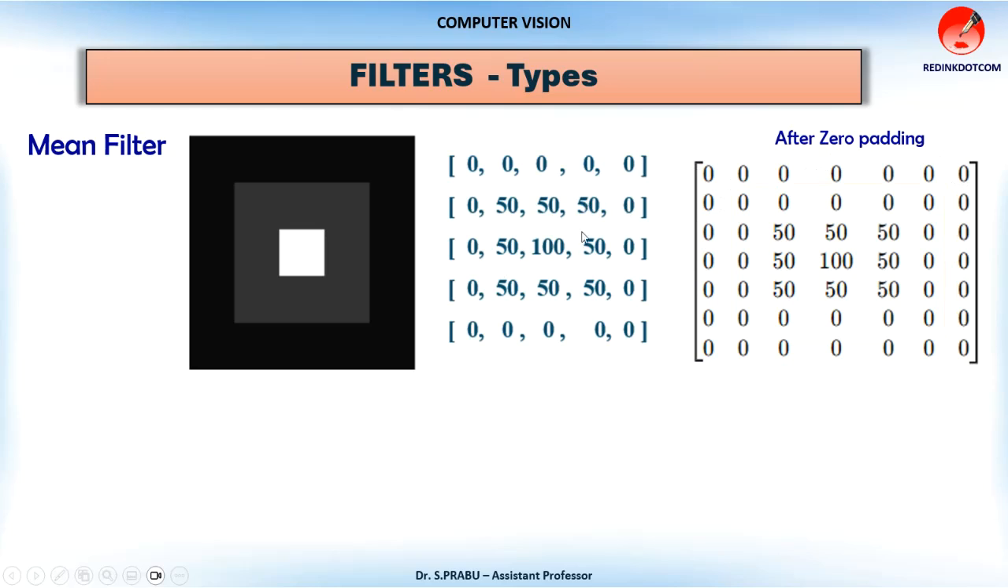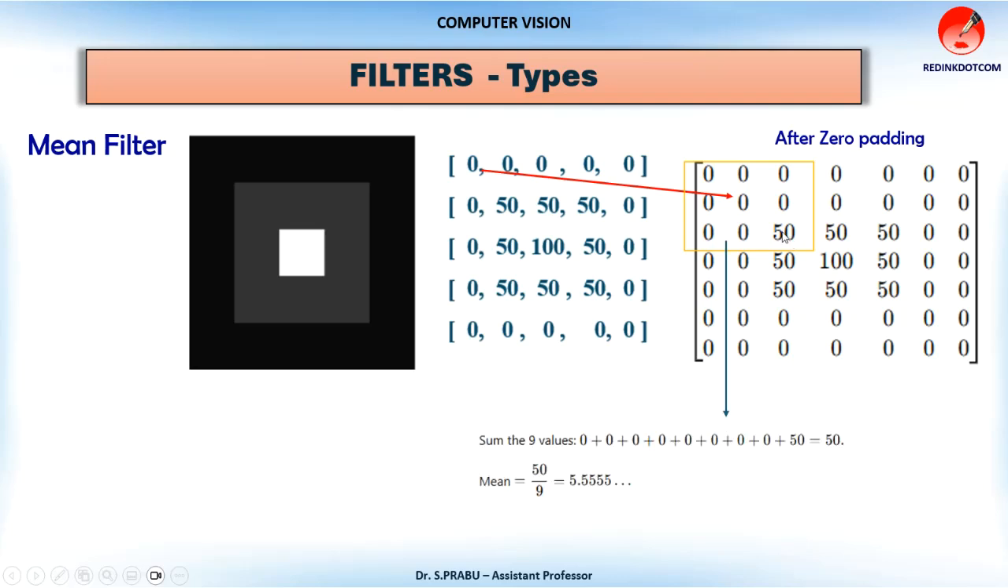So the original image is a 5 by 5 matrix. After applying the zero padding, it becomes a 7 by 7 matrix. And the first value can be represented here. The surrounding elements are 000, 000, 00 and 50. Now I am taking the average of these values including the center point. The total value is 50 divided by 9.